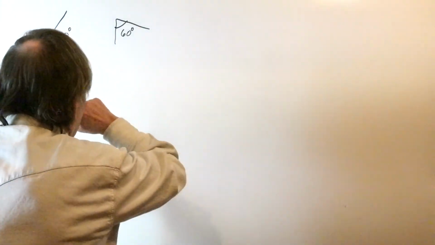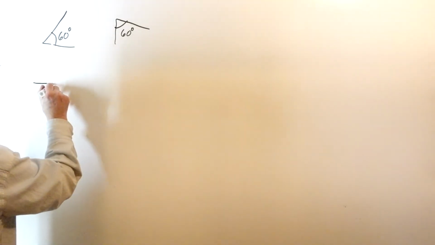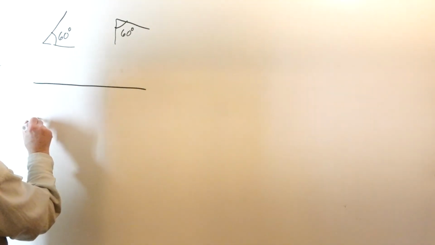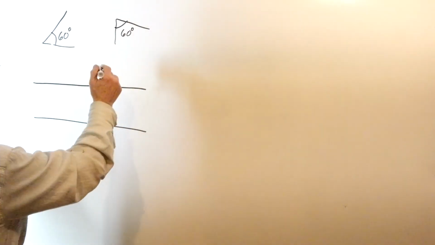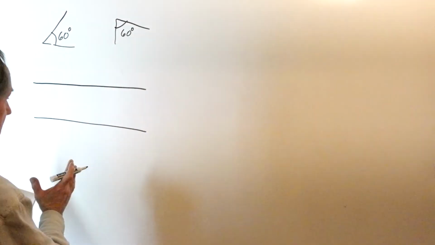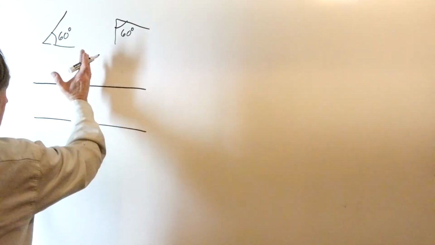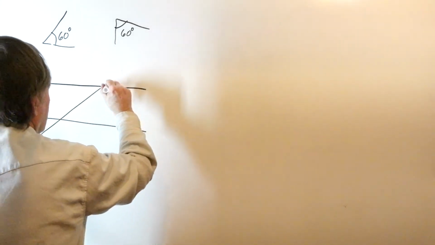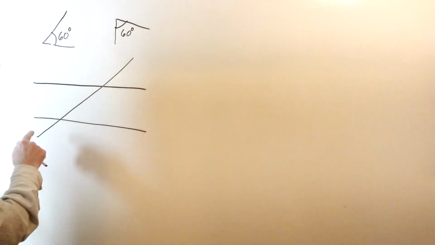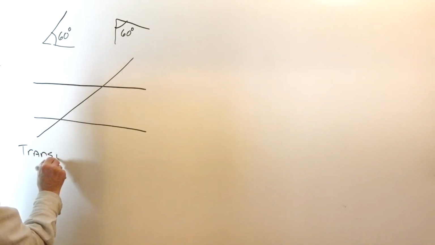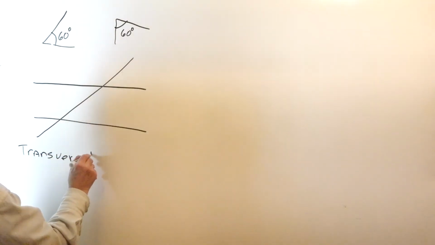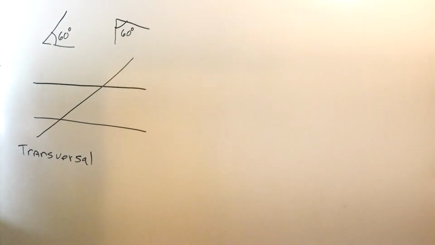Now, consider two parallel lines. If we have two parallel lines and we intersect them with a line that isn't orthogonal. Orthogonal means at right angles. We take a general line and intersect two parallel lines. This is called the transversal. The line that intersects two parallel lines is called a transversal.